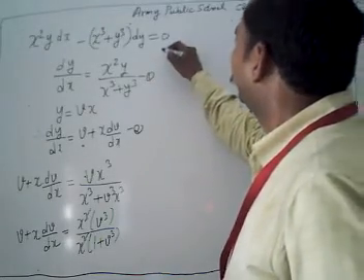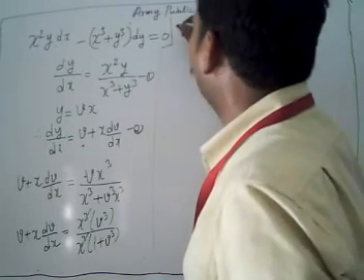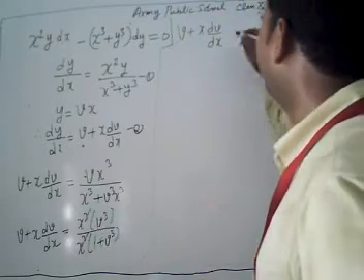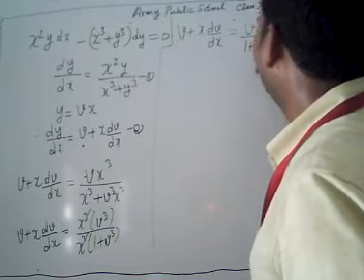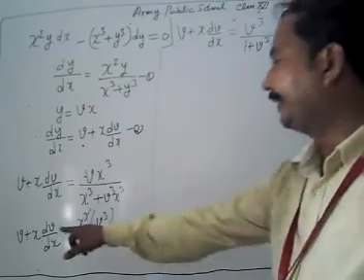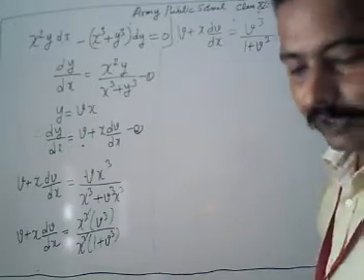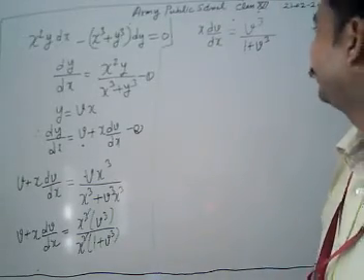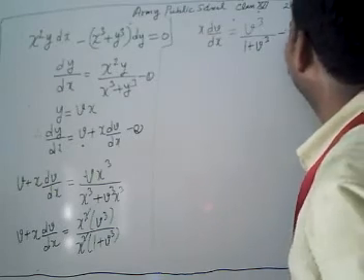Now we have v plus x dv by dx is equal to v cube upon 1 plus v cube. Now to solve, we are going to shift this v to our right hand side, so minus v.